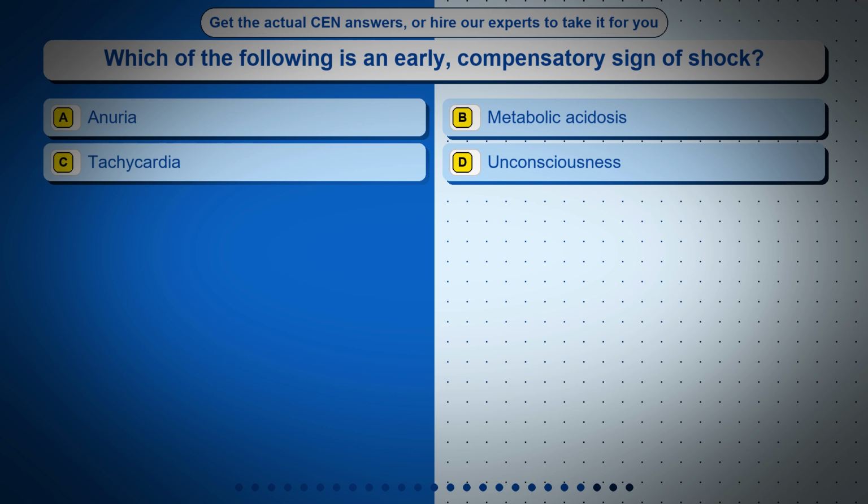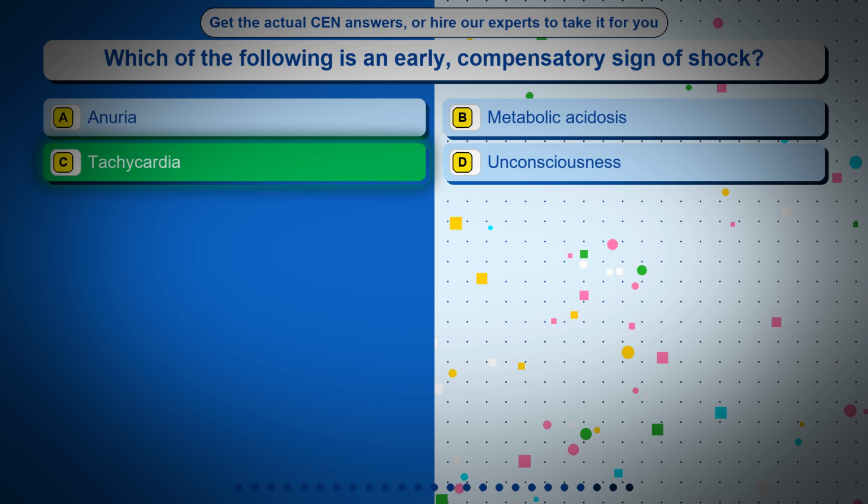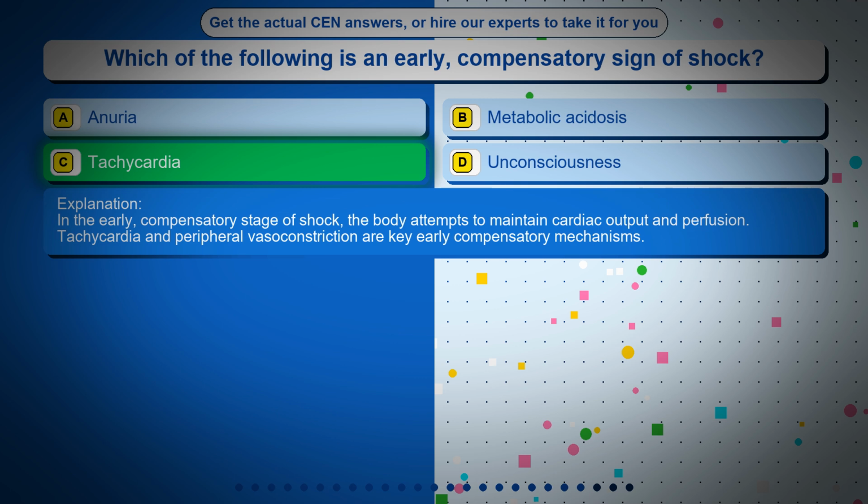Question 22. Which of the following is an early, compensatory sign of shock? Option A, anuria. Option B, metabolic acidosis. Option C, tachycardia. Option D, unconsciousness. The correct answer is option C, tachycardia. In the early, compensatory stage of shock, the body attempts to maintain cardiac output and perfusion. Tachycardia and peripheral vasoconstriction are key early compensatory mechanisms.